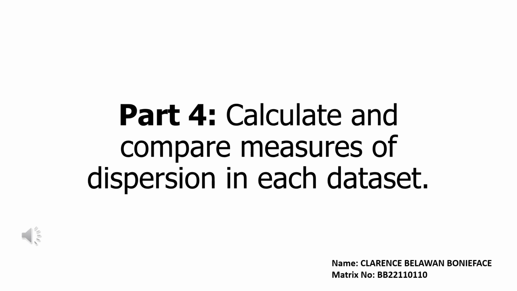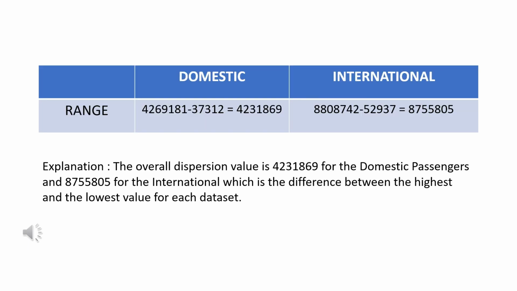Today I will present part 4, which is to calculate and compare measures of dispersion in each dataset. Based on the data given, we will find the range for domestic and international. Domestic is 4231869 and international is 875500805.